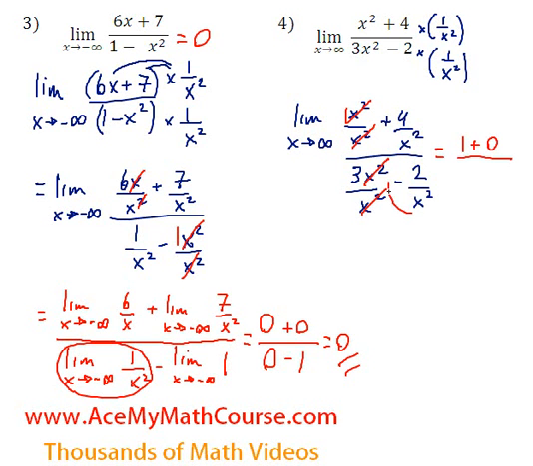So it will be the same for this guy, essentially. So we have minus 0. And the limit as x approaches infinity of 3 is just 3. So 1 plus 0 is 1, and 3 minus 0 is 3. So the whole thing here, this limit is equal to 1 over 3. That's it.